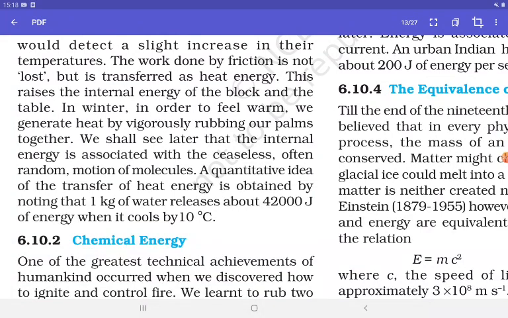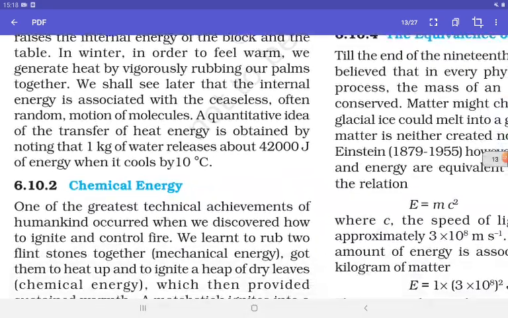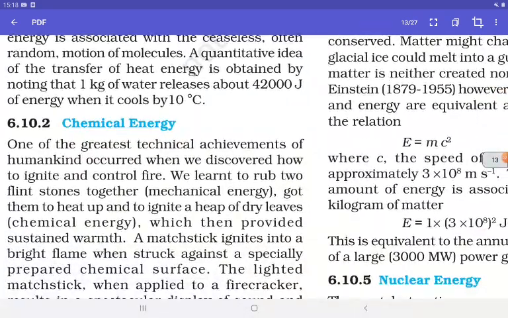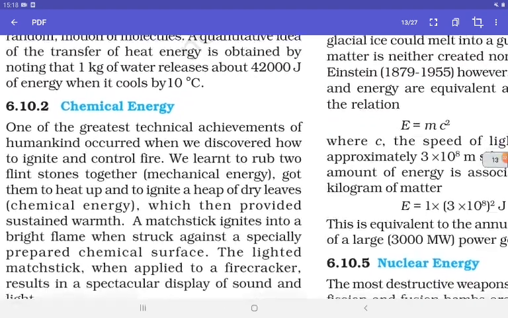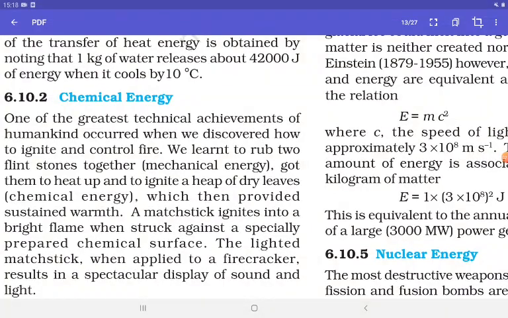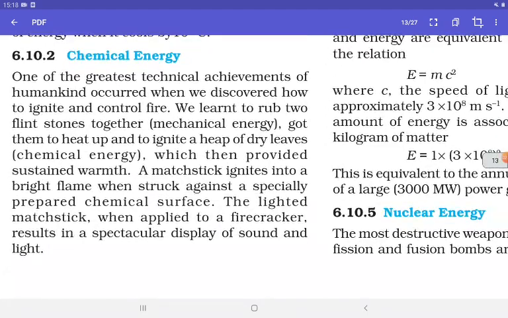A quantitative idea of the transfer of heat energy is obtained by noting that 1 kg of water releases about 42,000 joule of energy when it cools by 10 degrees Celsius. Chemical energy. One of the greatest technical achievements of humankind occurred when we discovered how to ignite and control fire. We learned to rub two flint stones together, got them to heat up and to ignite a heap of dry leaves, which then provided sustained warmth.